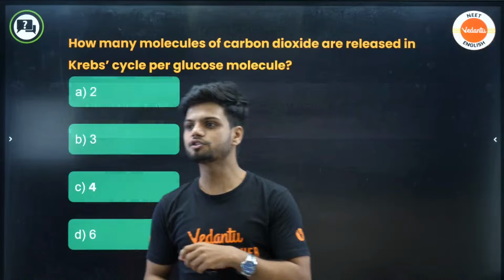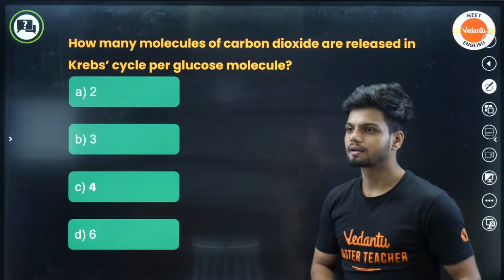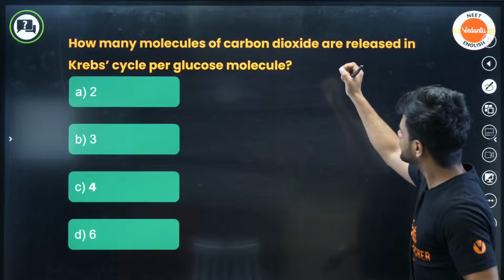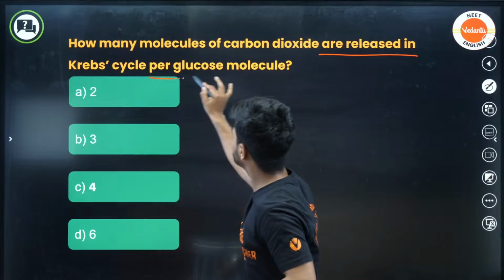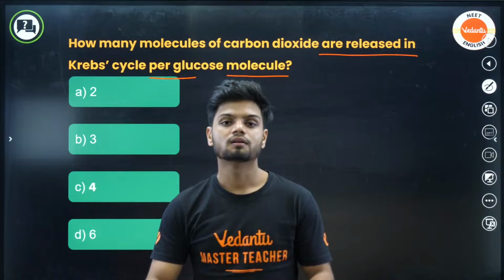Try to solve this question. Fast. The question: how many molecules of carbon dioxide are released in the Krebs cycle per glucose molecule? Per glucose molecule, how many CO2 are produced? Fast. Let's see how many of you can answer the question.